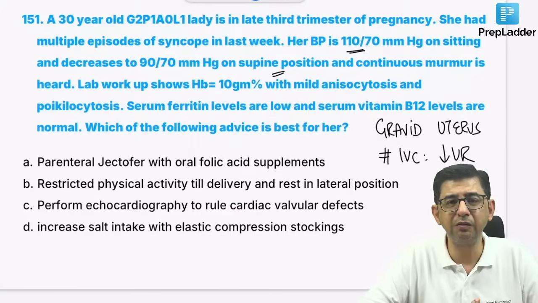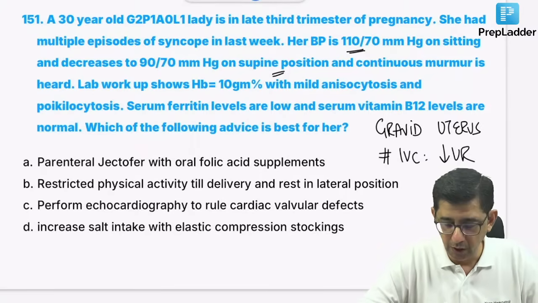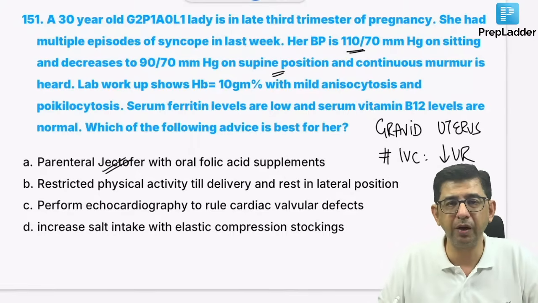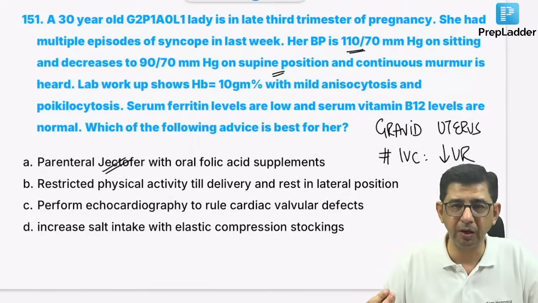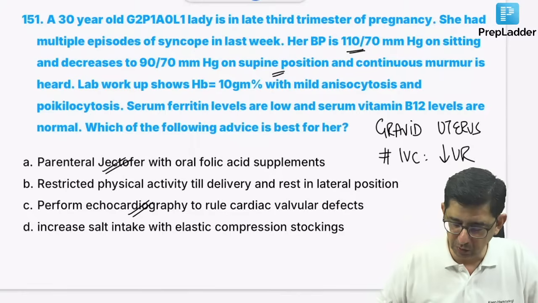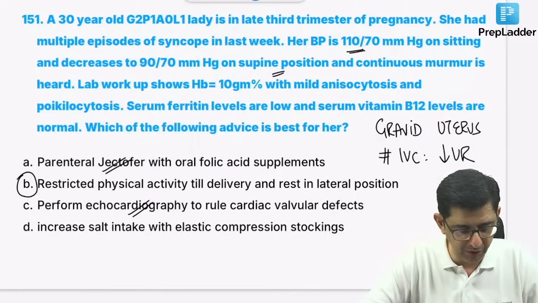So for this patient, we will give iron supplementation, but not parenteral iron. I mean, hemoglobin is 10, so I don't need to give parenteral iron in this patient. And there is no cardiac issues. It is just a compression of the IVC, aortocaval compression, that is occurring in this case. So the correct answer is restricted physical activity and rest in lateral position for management of this case. So answer is option number B.